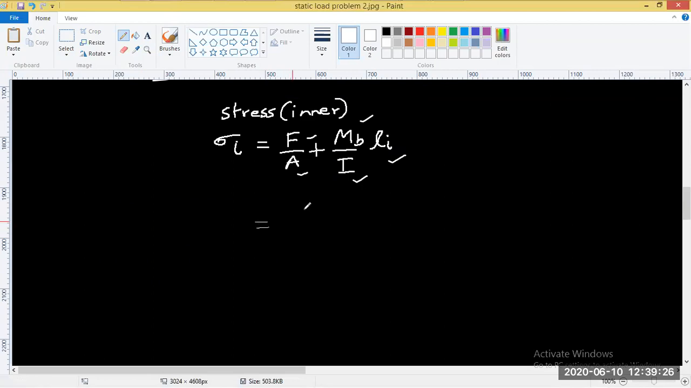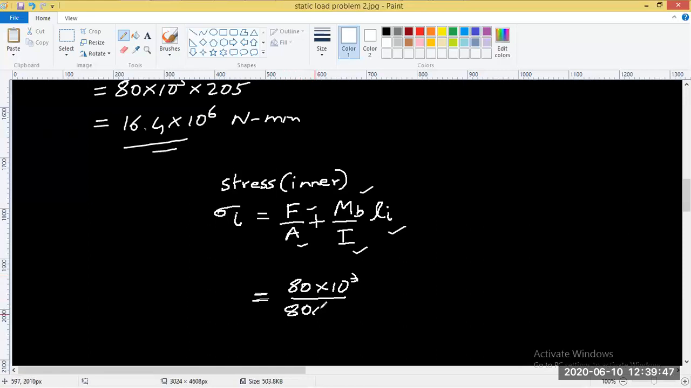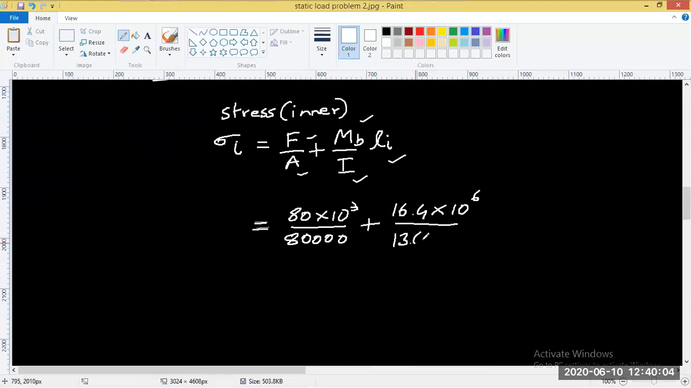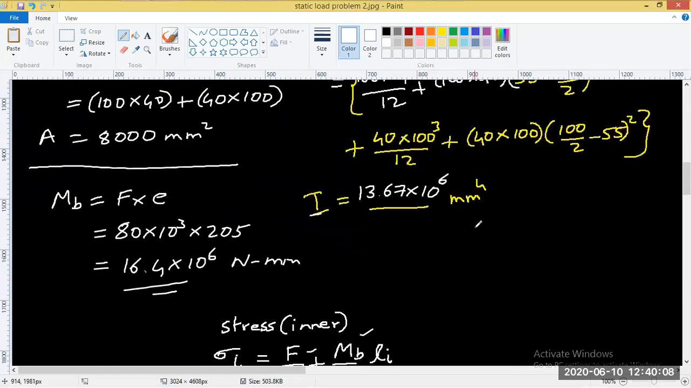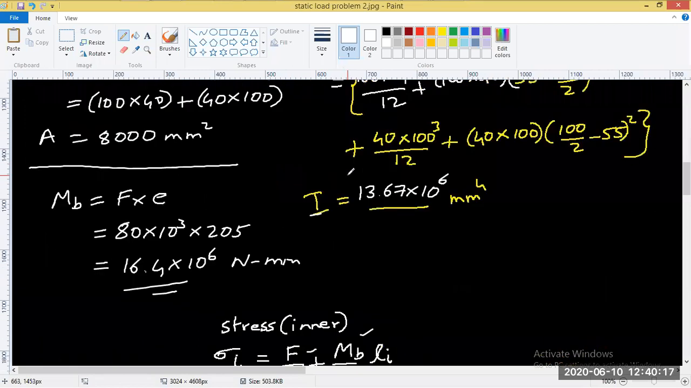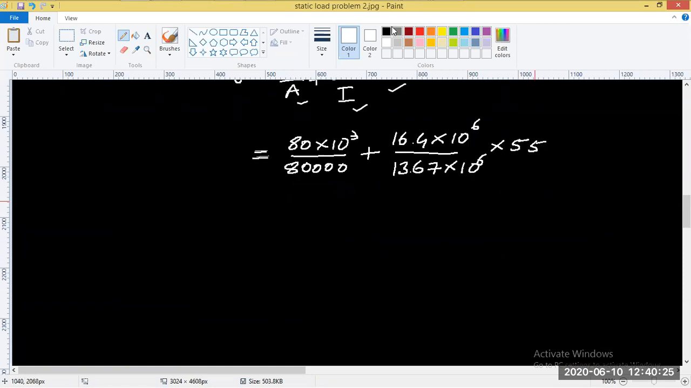You have force, 80 kilonewton, divided by area, we found 8,000, divided by 8,000, plus bending moment, we just found it, 16.4 into 10 power 6, over moment of inertia I, 13.67 into 10 power 6, into the length from the inner fiber Li, which comes from here, that is 55 mm, into 55, right? So let's calculate this.